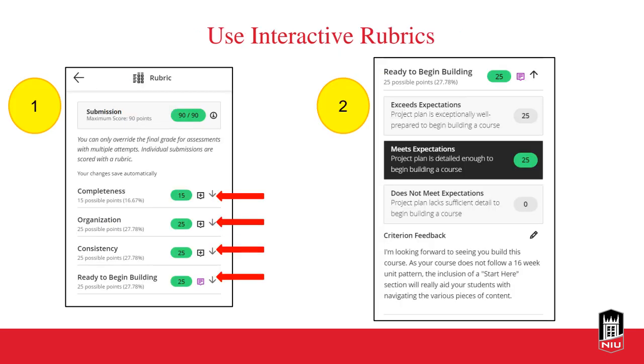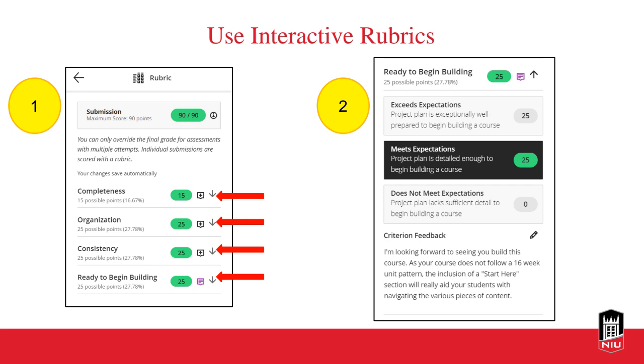Another one that I have here is use interactive rubrics. Now, I know that rubrics are not new, but sometimes I see people unsure how to use them in Blackboard Ultra specifically, and they don't know why it would save them time. So this is why I put this on the slide here. When you create an interactive rubric in Ultra, you'll create categories. You'll notice here we've got completeness, organization, consistency, ready to begin building. Right, so we had 4 different categories with point values.